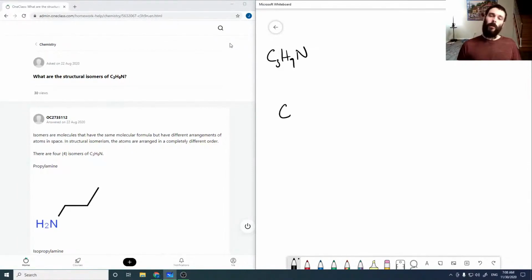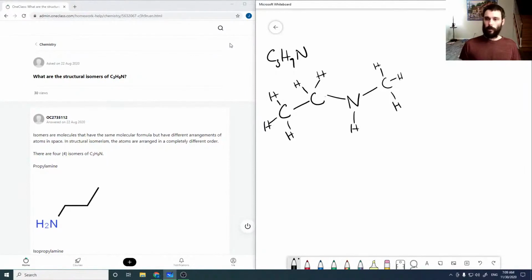So we could have something which looks like this, just running through basically. I largely do it by just guessing and then seeing what comes out. Remember that nitrogen wants to have three bonded entities, whereas carbon wants four. So there's 3, 6, 7, 8, 9. So there's C3H9N, so that looks good.